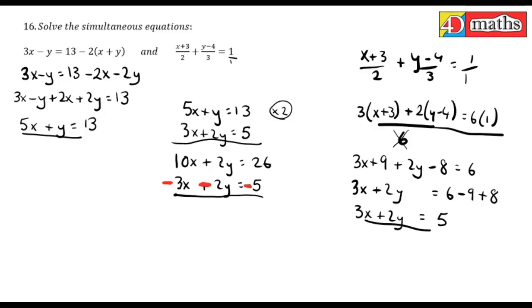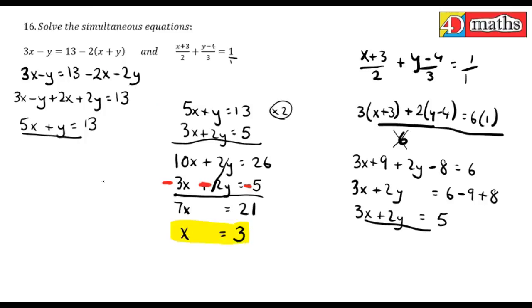Okay, by doing that, 2y minus 2y cancels out. 10x minus 3x is 7x. 26 minus 5 is 21. So dividing across by 7, x is equal to 3. So we found what the x value is.